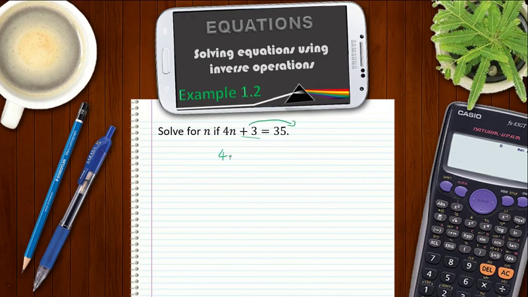Then I have 4n is equal to 35, and when I take it over, it becomes negative 3. So now I have 4n is equal to 32. And then to get rid of this 4, I divide both sides by 4, which then cancels. And n is then equal to 32 divided by 4, which is 8. So n is equal to 8.